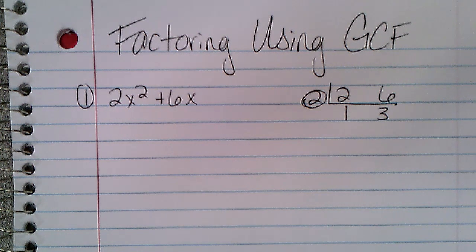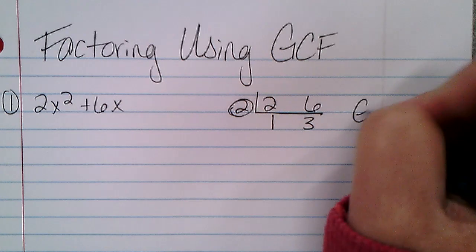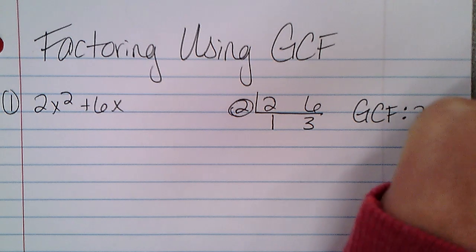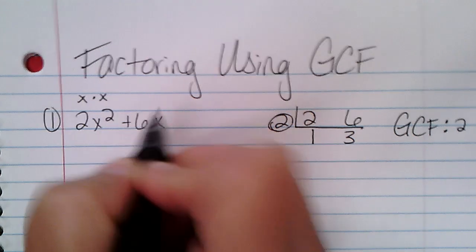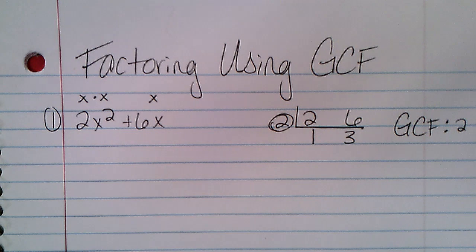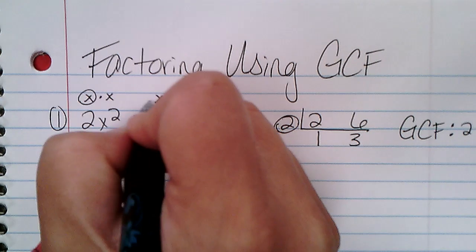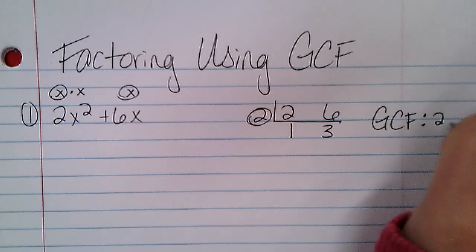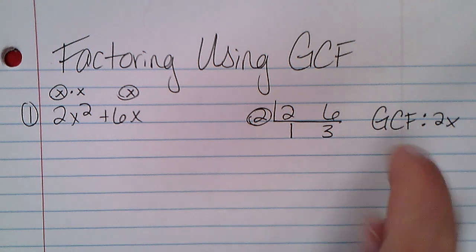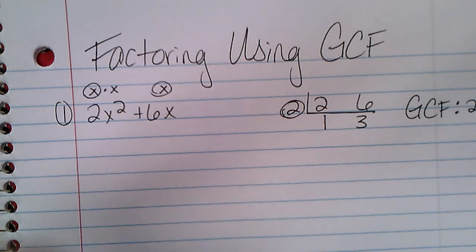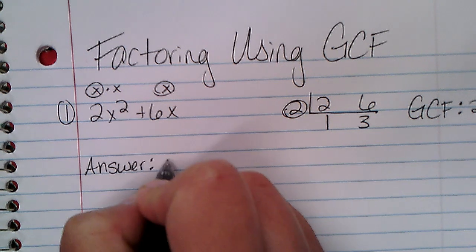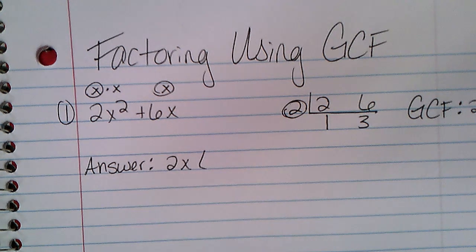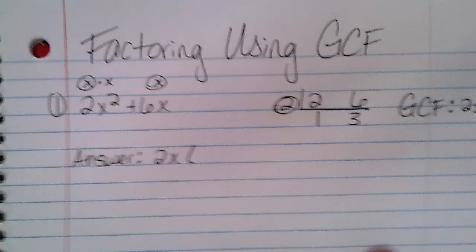Now I'm going to hold off here for just a second. I might actually write it to the side. So GCF is 2. Now for the x's, I have 2 x's here. I have 1 x there. So I can circle 1 x from each one and only 1 x from each one. So my GCF is 2x. Now for your answer, the 2x goes on the outside of the parentheses. That would be your distributing term, your GCF.